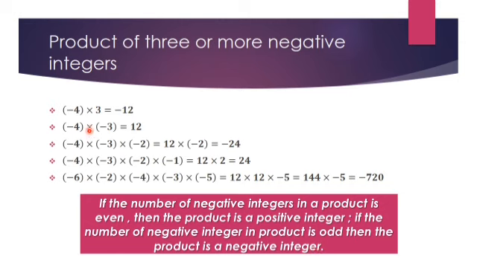You got it? It means if the number of negative integers is odd, the first case, the number of negative integers is 1, we get a negative answer. The second case, 2, we get the positive answer. In the case of 3, we get a negative answer. It means if the number of negative integers is odd, we get a negative, and if the number of negative integers is even, we get a positive answer.